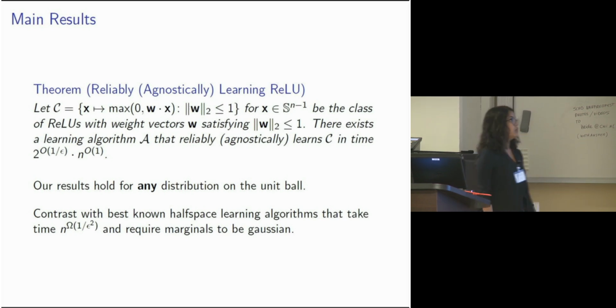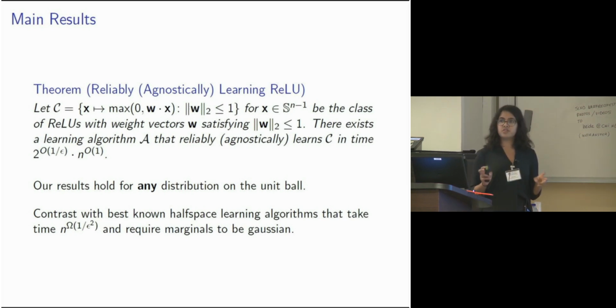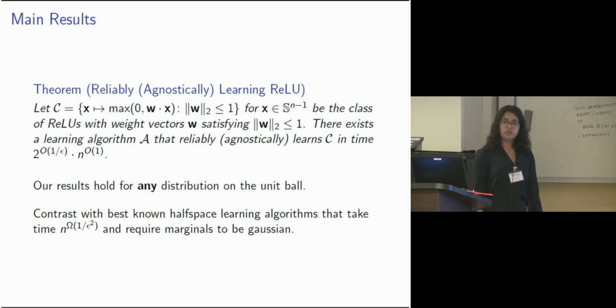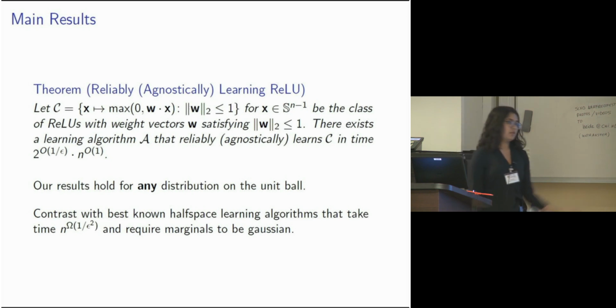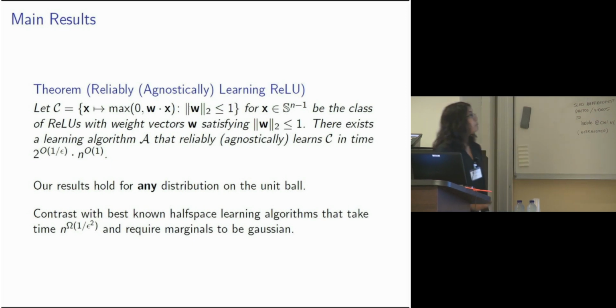Our main results are basically that we can show that we can reliably as well as agnostically learn a ReLU. This is in the improper setting, where we output a hypothesis that is not strictly a ReLU. This is possible in time which is polynomial in the input dimension but exponential in the error parameter. Our result holds for any distribution on the unit ball, and contrasting to the best known half space learning algorithms that take time n to the 1 by epsilon squared and require assumptions, we don't require any distributional assumptions.